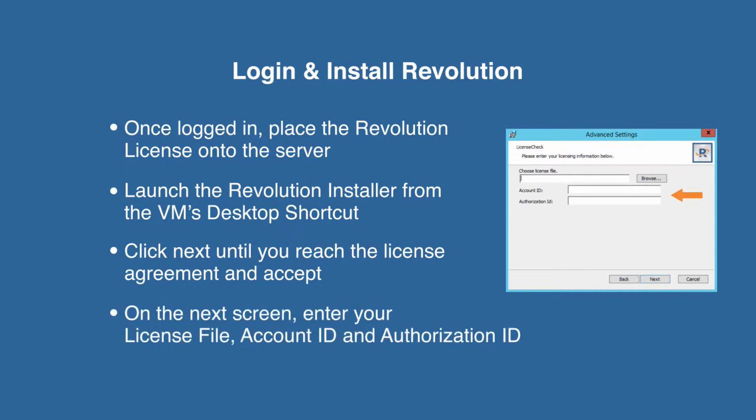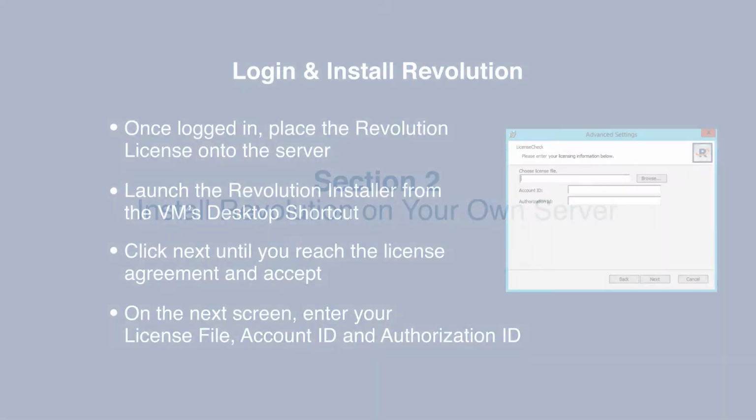Next, enter your account ID and authorization ID found in the license email referenced earlier. Skip to section 3 of this video for specific information on the remaining installation screens, which follow the same process whether installing Revolution on a VM or on your own server.